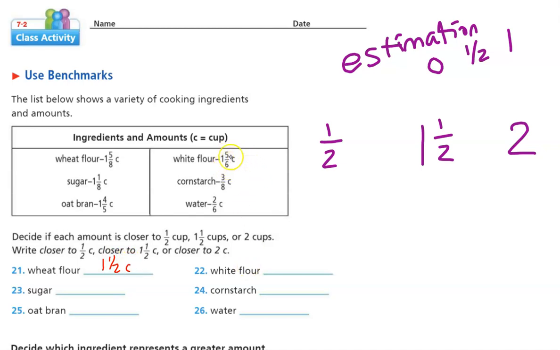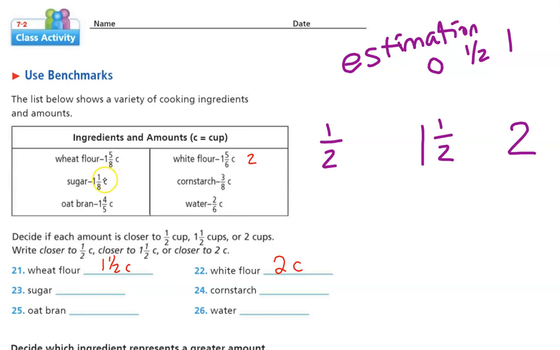Okay, then come over here to your white flour. We've got 1 5/6. Well, we're going to use that trick where 5 is really close to 6, so I would go ahead and round that up to 1 whole, and then you're basically just adding those two together. What's 1 plus 1? That would be 2. So I think that my white flour is going to be right around 2 cups.